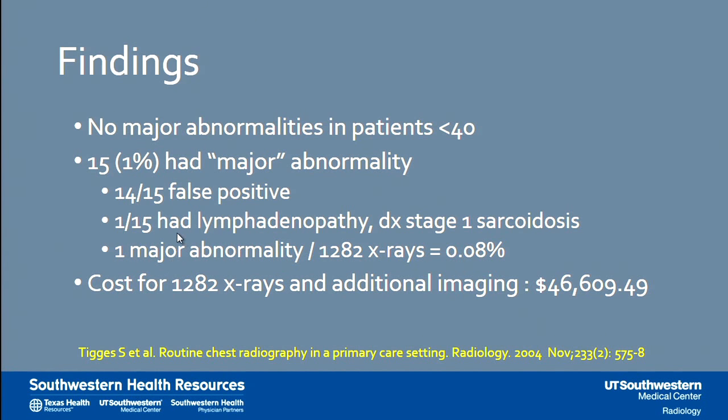And their findings were very interesting. No major abnormalities were found in patients less than 40, and only 15, and this is not percent, that's patients out of those 1,282, so it's around 1%, had a major abnormality. Even more interesting is that on further evaluation of these called abnormalities on the chest x-ray, 14 out of those 15 turned out to be false positives when they had additional, more advanced imaging. Only 1 of the 15 was found to have a true finding. They were diagnosed with stage 1 sarcoidosis for mediastinal lymphadenopathy, but because they were asymptomatic, they required no treatment.